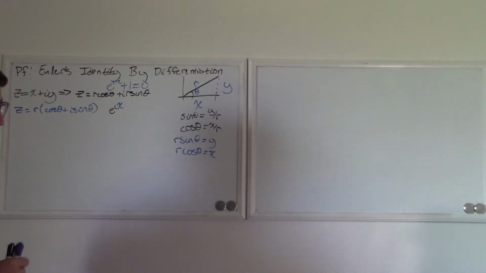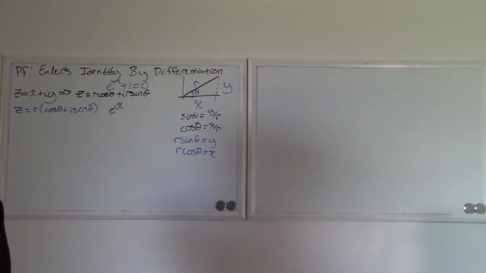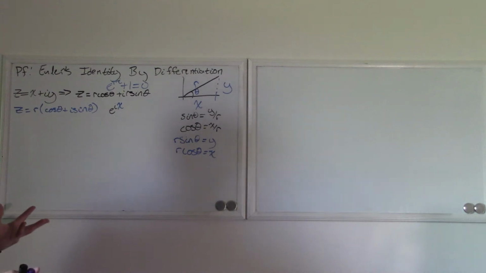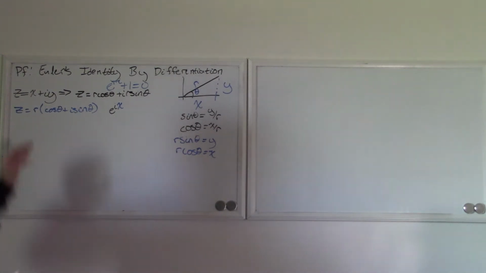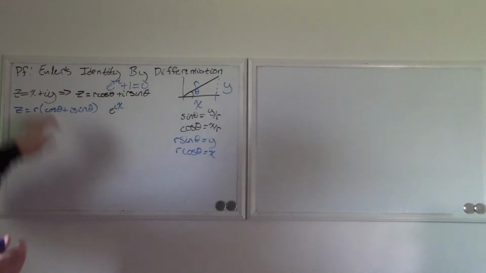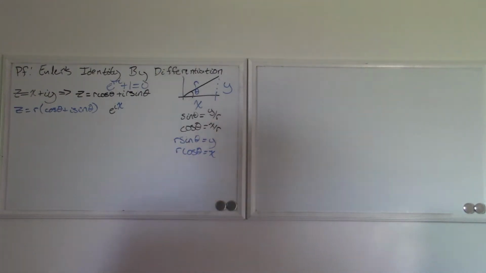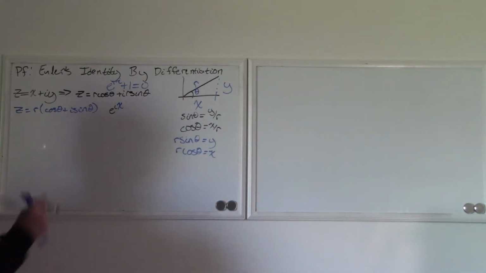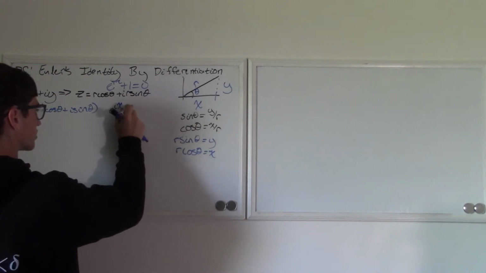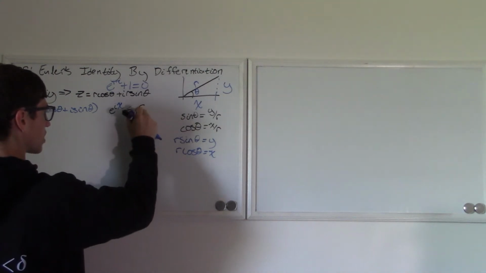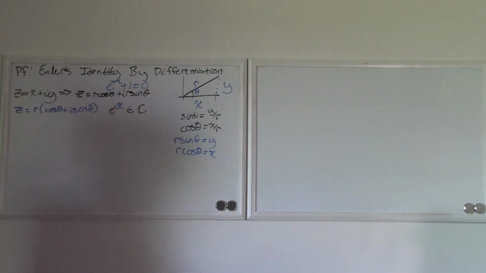So e to the power of i times x, we don't know much about this number, but we do know that it belongs to the complex plane. No matter what number we put into x, we're never going to leave our complex world. It's going to have some real part and some imaginary part, which is what a complex number is. So we can say that e to the power of i times x belongs to the set of all complex numbers, or element of C.